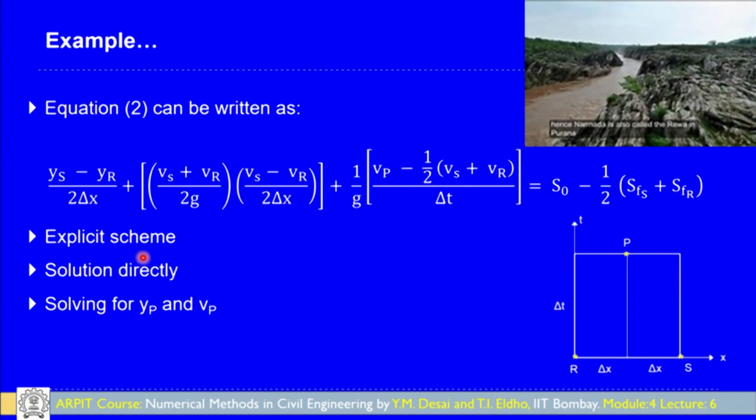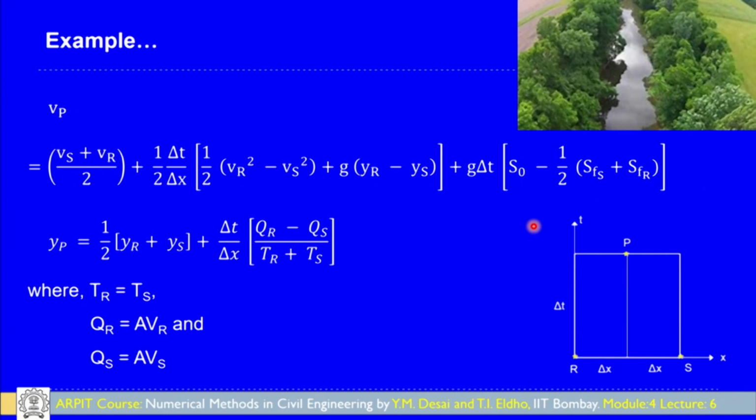So, now this is an explicit scheme. So, what we are doing? With respect to these known values, we are finding the unknown at this location, especially the velocity and the depth of flow. The solution is directly obtained by solving for velocity and depth of flow at point P.